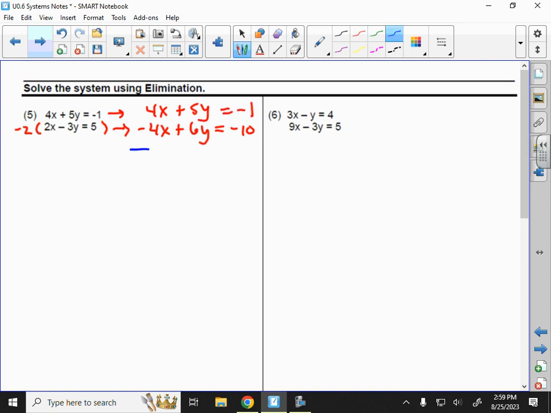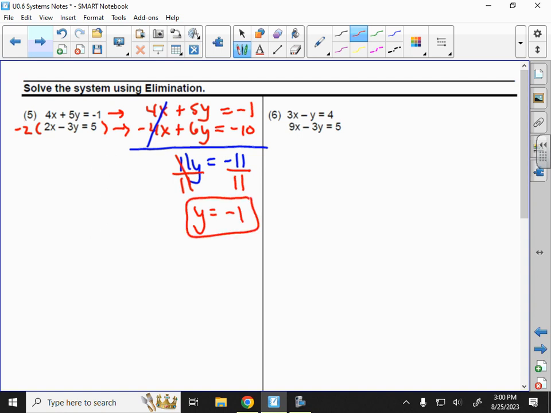So now what I'm going to do is add down. So by adding down, 4x minus 4x eliminate. They cancel out. Adding 5y and 6y, I get 11y. And adding negative 1 and negative 10 together, I get negative 11. So now when I solve for y, I can divide by 11, and I get y equals negative 1.